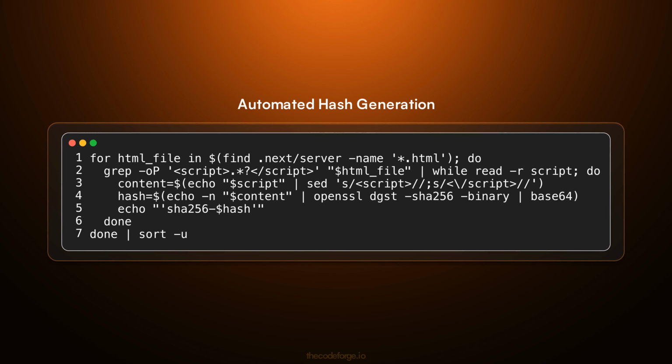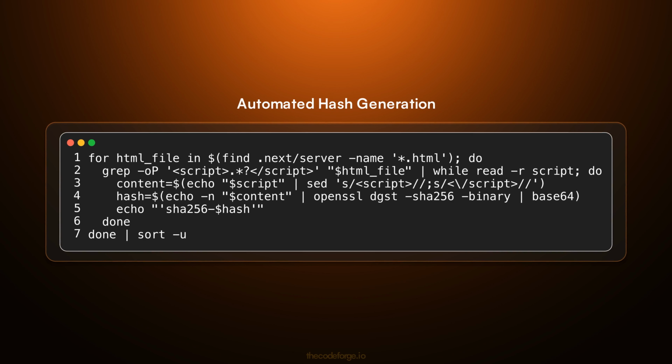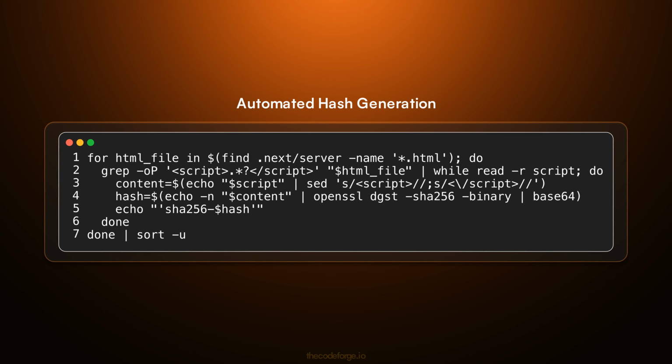This shell script extracts inline scripts from the production build output, computes their SHA-256 hashes, and outputs them. You can integrate this into your CI pipeline to generate CSP hashes automatically before deployment.